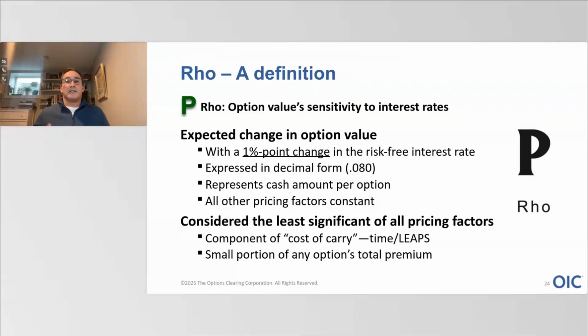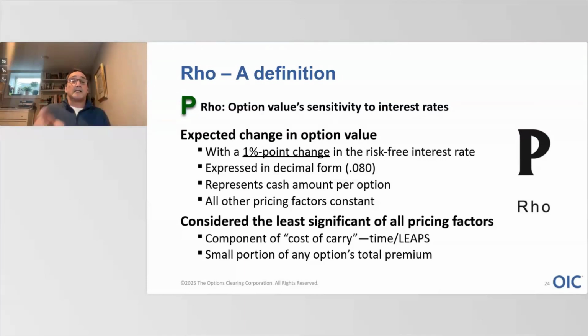So the deep in-the-money options that are further dated are more affected by changes in interest rates. It's a smaller portion of the option's total premium. But when I was trading options and I had all my Greeks, including my Rho numbers, I couldn't care less what my Rho was saying, because I have no control over what the Fed does with interest rates.